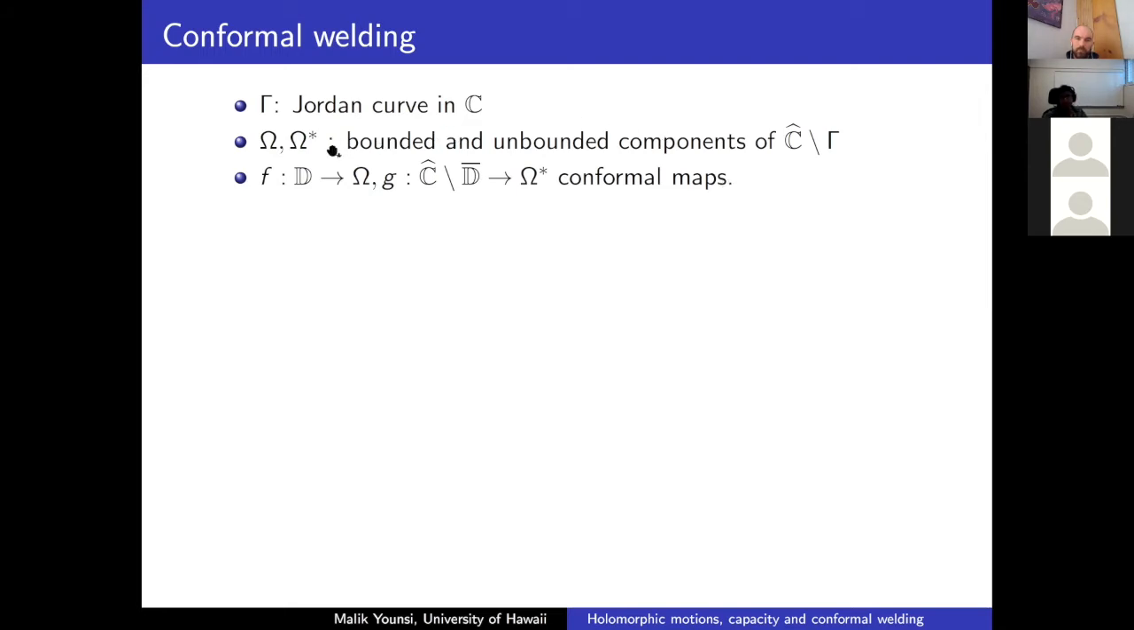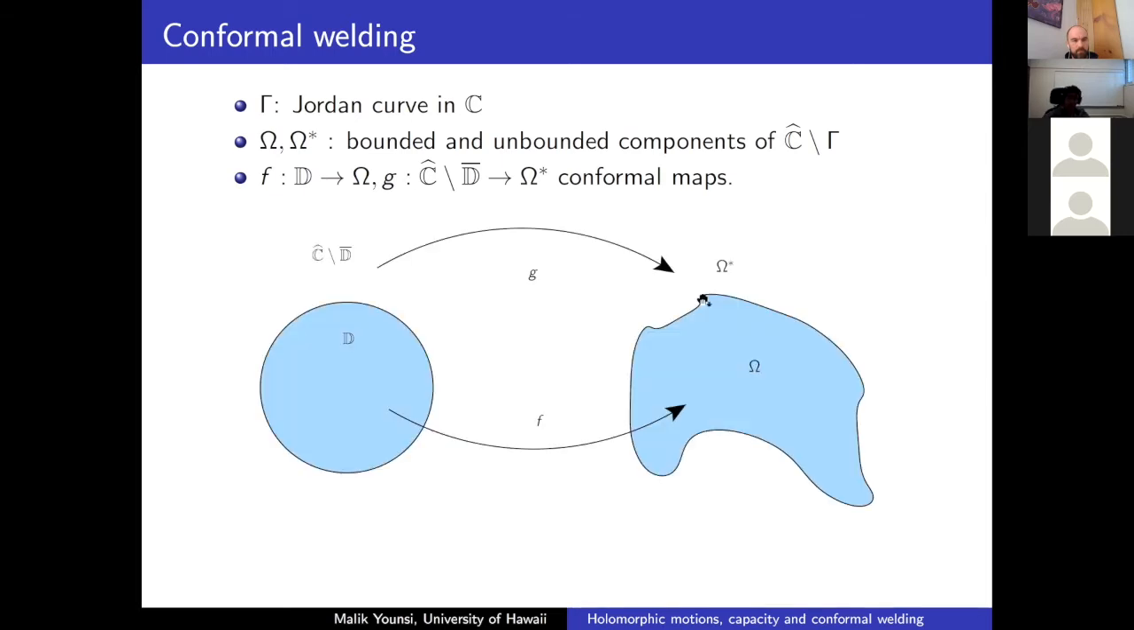Then these domains are simply connected, so we can find conformal maps from the unit disk to the interior and also the exterior of the unit disk to the exterior of the curve. So the picture is the following. Here you have the unit disk. It's mapped conformally to the interior component of the curve. And then you have the exterior of the closed unit disk, which is mapped conformally onto the exterior component of the Jordan curve gamma. Here by conformal, I mean analytic bijection, so a holomorphism.